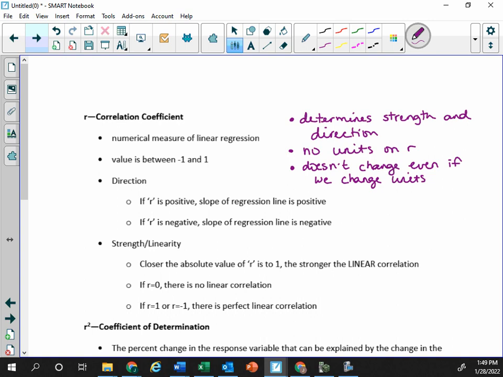All right, and then your R value, I think this part makes sense. This is pretty easy. If R is positive, that's telling you the slope of your regression line is positive, so you know you have a positive association going on. If R is negative, negative slope, easy enough.